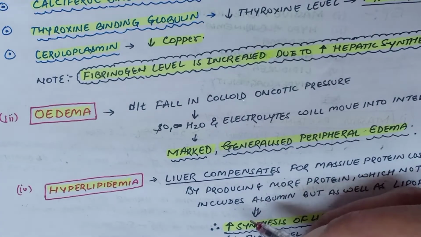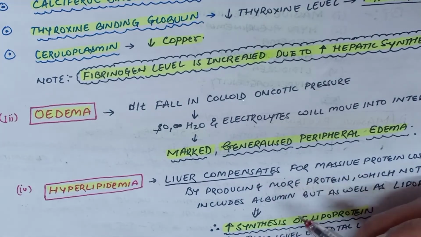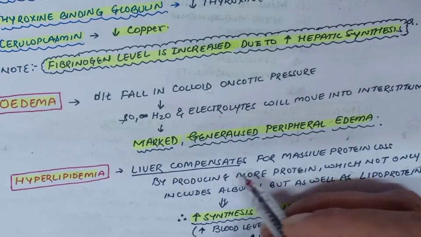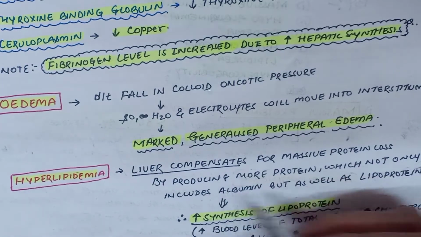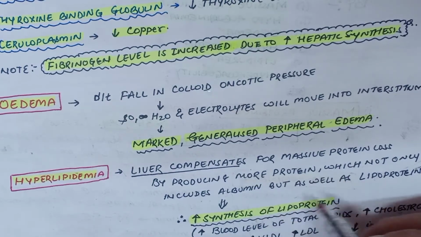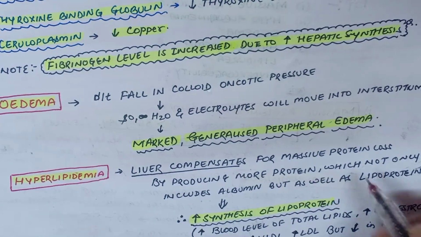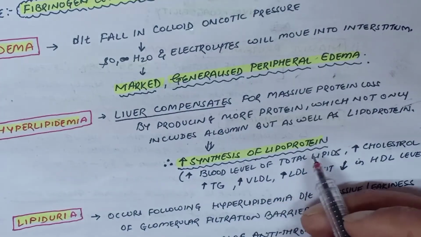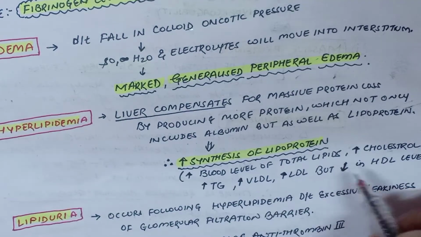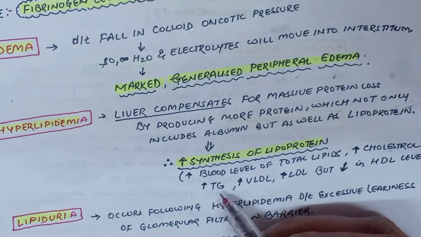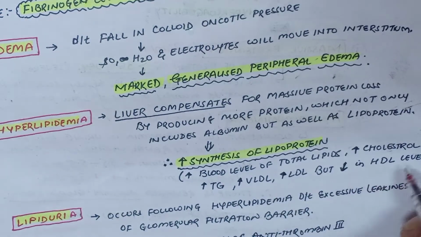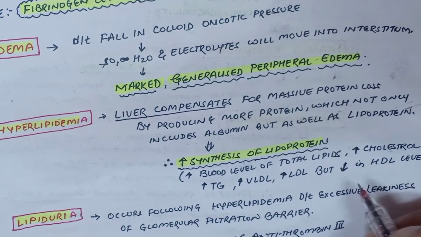As so much protein is being lost, the liver will start compensating for the massive protein loss by producing more protein. The liver will produce not only albumin but also lipoproteins. This increase in synthesis of lipoproteins will cause an increase in the blood level of total lipids, total cholesterol, triglycerides, VLDL, and LDL, but there will be a decrease in HDL level. This will result in hyperlipidemia.